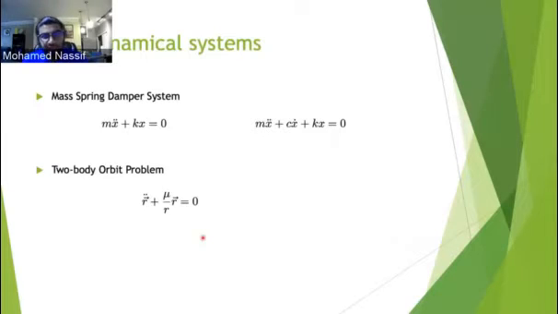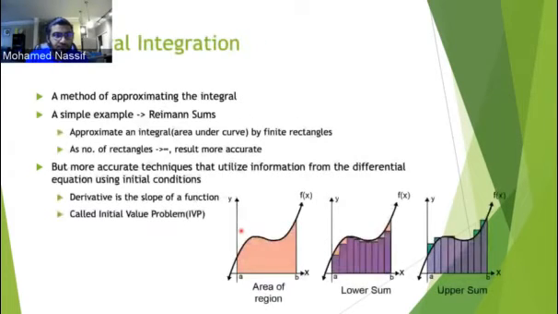Some examples of more dynamical systems. Here's a mass spring damper. This is without damping, and this is with damping. Myself being a spacecraft student, I'm going to give an example of a spacecraft system. So this is a two-body orbit problem for a spacecraft orbiting a planetary body, or a smaller planetary body orbiting a larger planetary body. So it's given by this expression: the acceleration dependent on position.